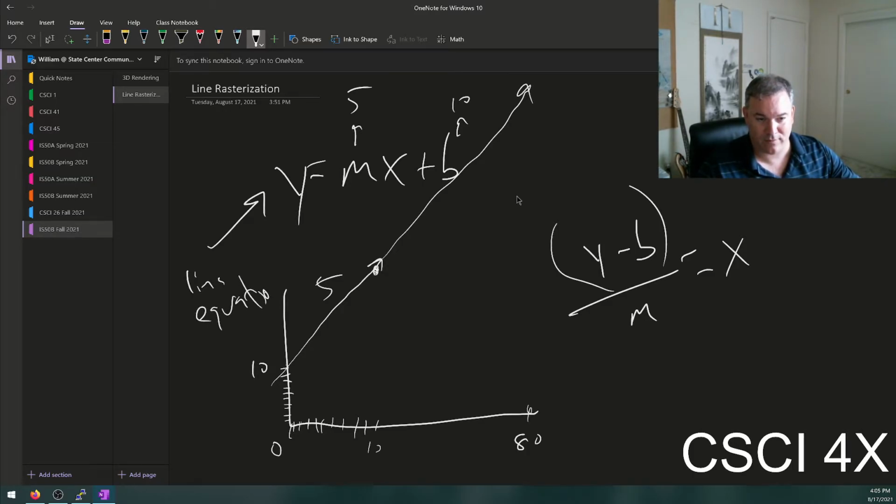A line equation. There's other ones as well. You see that? Subtract b off both sides using the powers of algebra. You get y minus b on one side and mx on the other. Divide both sides by m. You end up with that. So we just need to translate that into code.